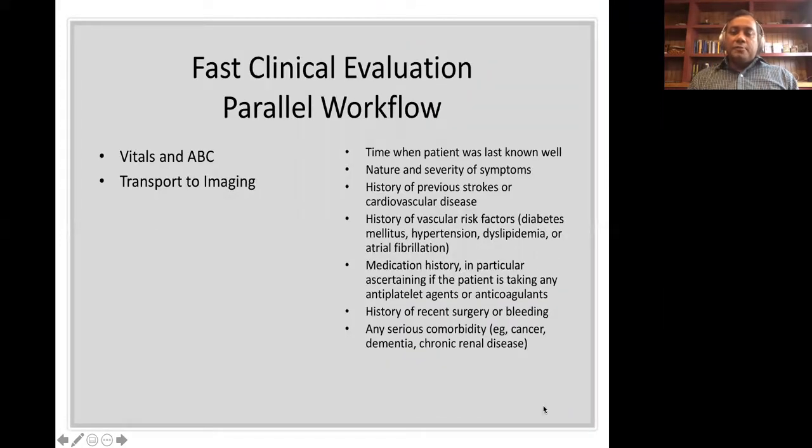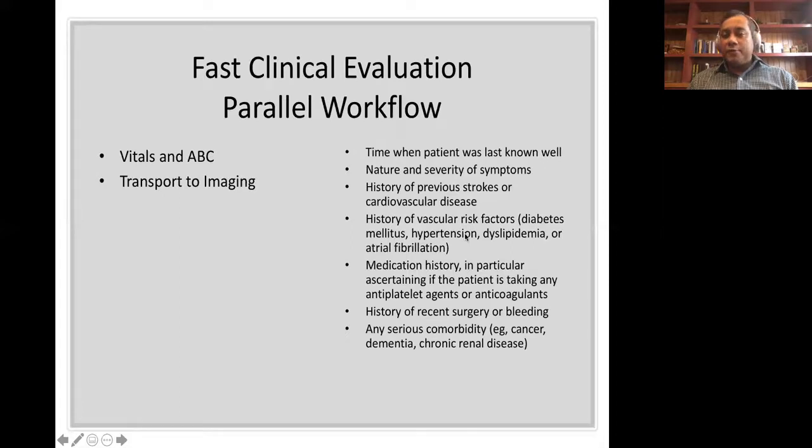So when a patient comes to us here, the focus is on fast clinical evaluation. We call this parallel workflow, which means that we don't actually assess patients in serial order with history first and then examination. It all happens in parallel. So as soon as the patient comes in to emerge, the vitals and ABC are checked, and the patient is being transported to the imaging suite while we're actually taking history.